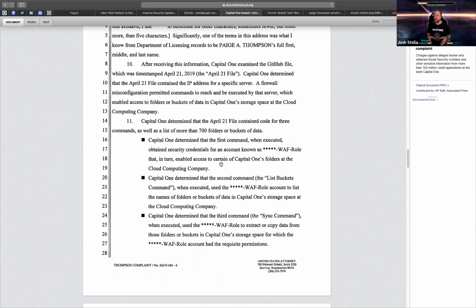So usually when companies get hacked, that stuff gets kind of buried exactly how it happened. But this is interesting. 3 commands, specifically 3 commands. All right, Capital One determined that the first command, when executed, obtained security credentials. I think this means AWS Cloud credentials for an account known as something WAF role that in turn enabled access to certain of Capital One's folders, S3 buckets.